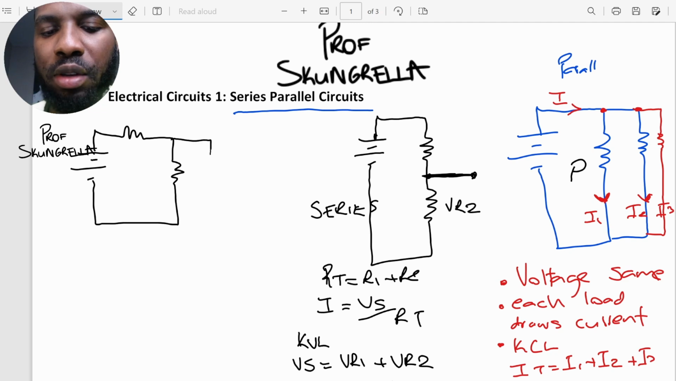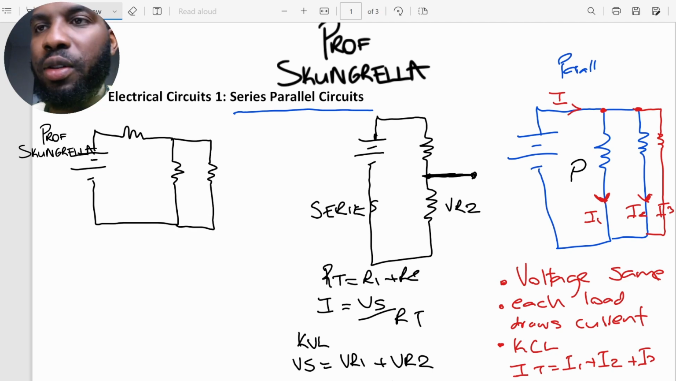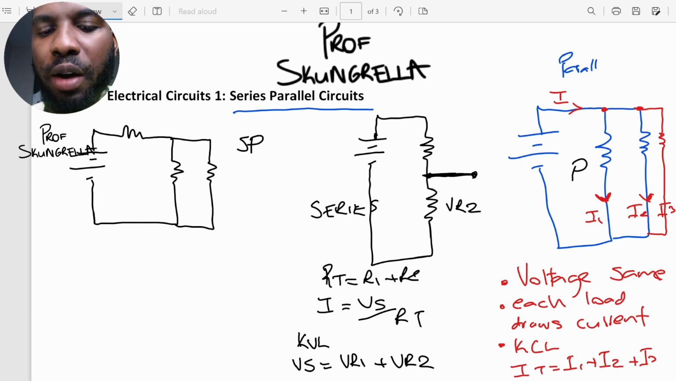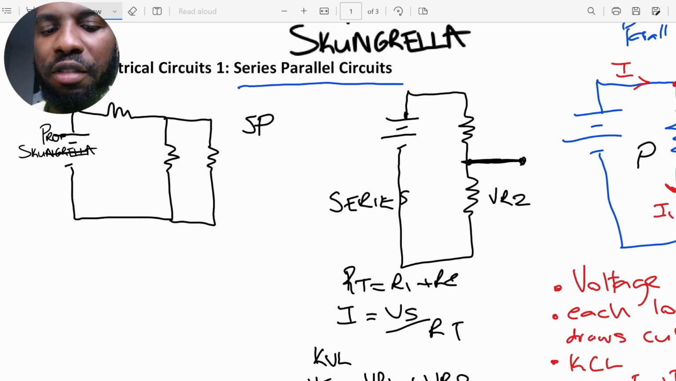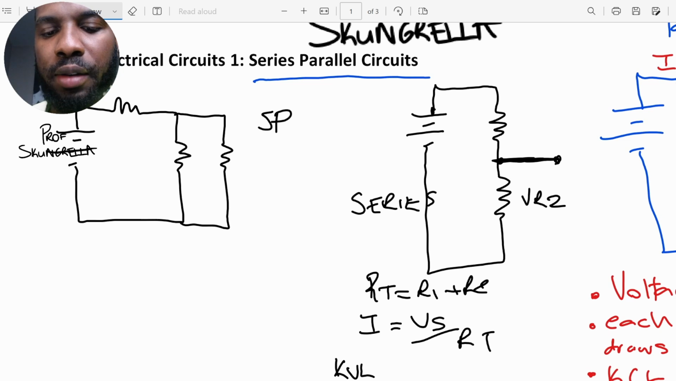So here's an example of a series parallel circuit, right? So the first thing that we need to do here, so I'll put SP, this is series parallel. The first thing we need to do for the series parallel circuit is that we need to identify the relationships between the resistors. So again, let's call this R1, R2, and R3. The first thing we need to do is identify relationships.